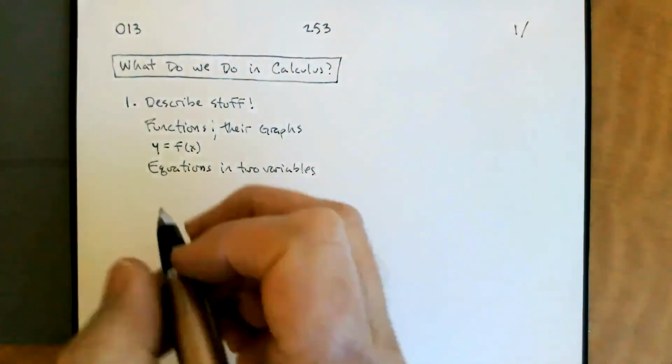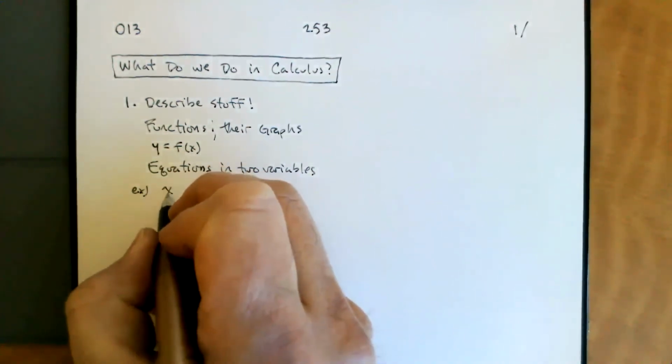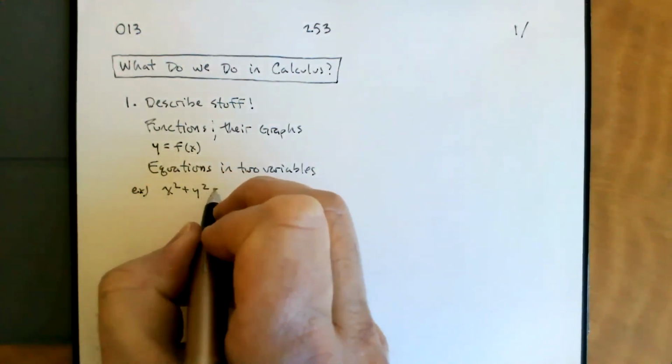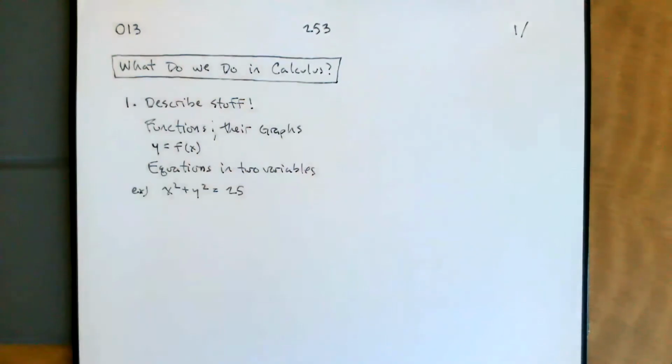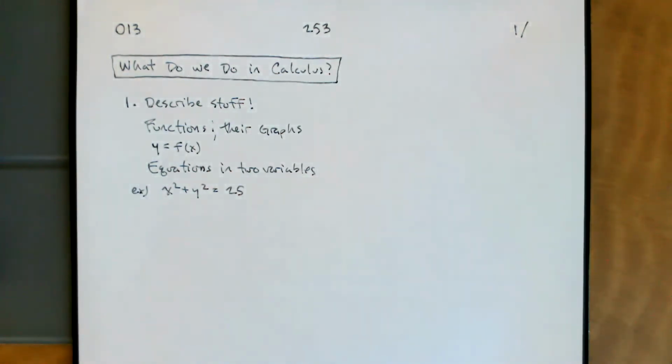And as an example for this category, we can use x squared plus y squared is equal to 25. That's a circle of radius 5 centered at the origin. Here we can't write y as a function of x or x as a function of y. We need two functions to describe this relationship.